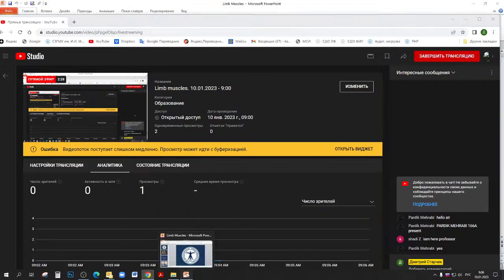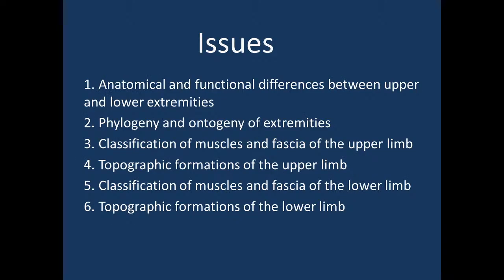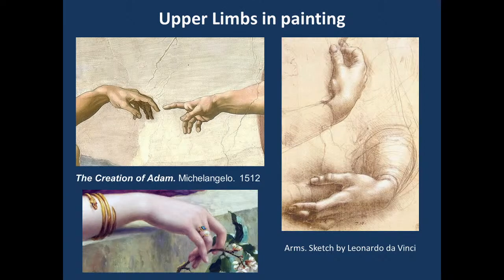And today's topic is the limb muscles. It is the final part of myology, and we will discuss some issues referring to the anatomy of and topographic formation both of the upper limb and lower limb. So it's time to study, and let's go study.